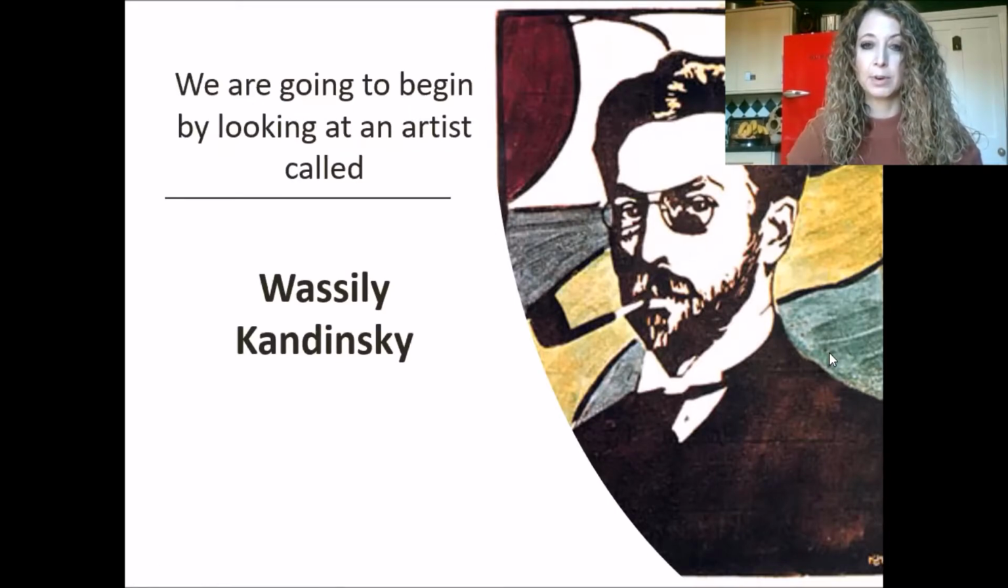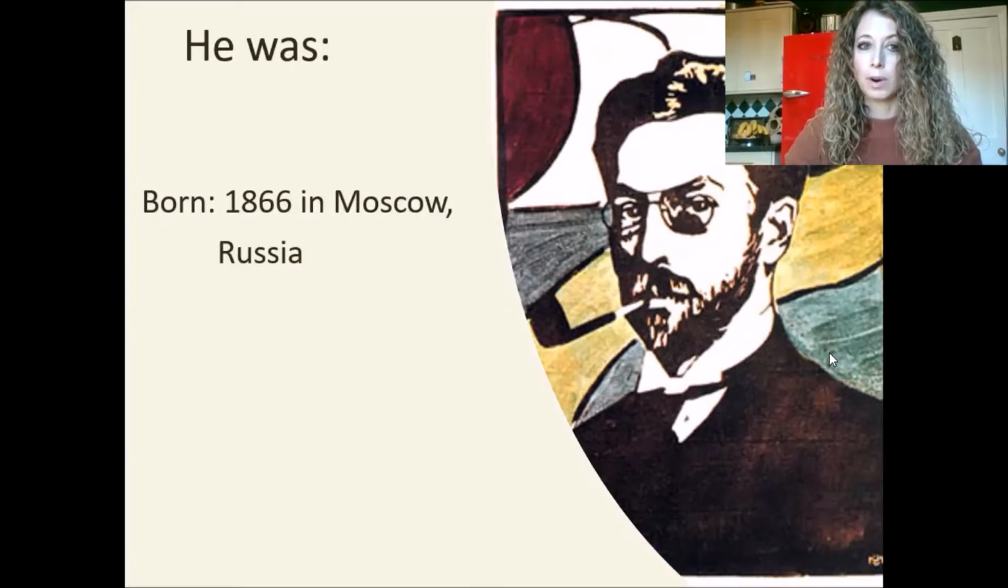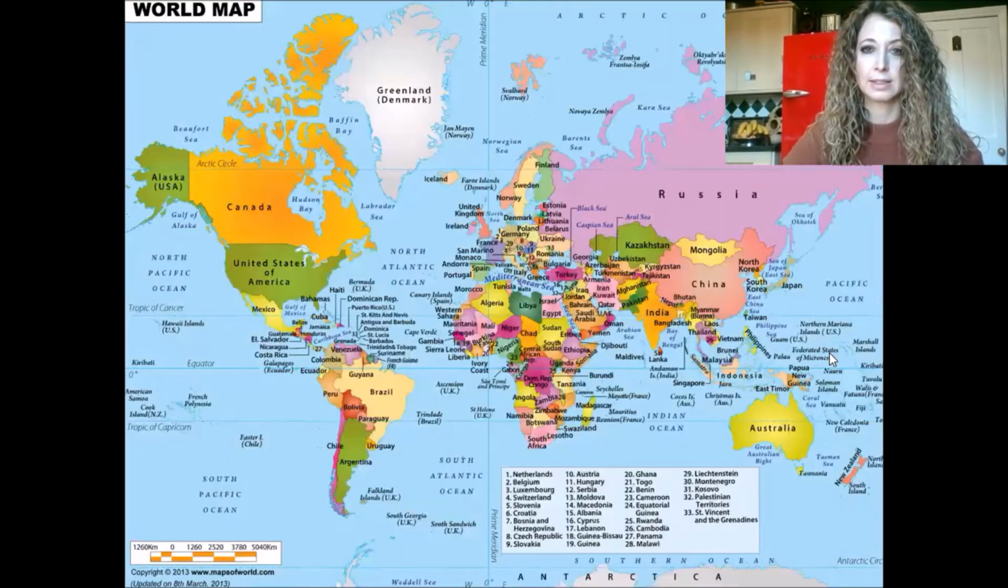Let's find out a bit more about him. He was born a long time ago in 1866 in Moscow, in Russia. Let's find out where that is. So we've got a map here of the whole world. Over here, this is the United Kingdom. Here, that's where we live at the moment. I don't know whether you came from another country in Europe, possibly, but over here, this is the United Kingdom. And here is Moscow in Russia, where Vasily Kandinsky was born.